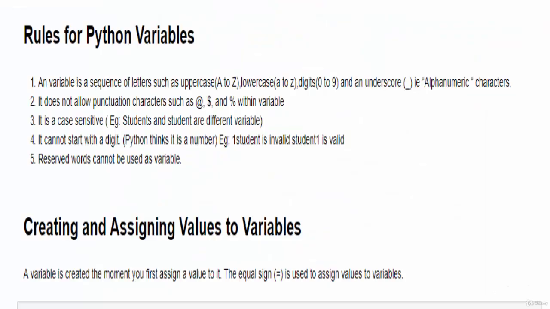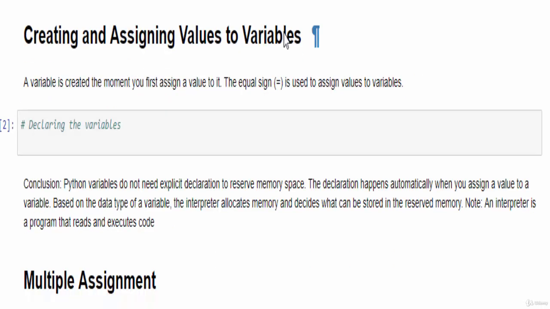Rules for Python variables. The rules for a variable name are the same as the rules for writing identifiers in Python, which I have already explained in the previous video, that is identifiers and reserved keywords. Please refer to it once. Then comes the important topic, creating and assigning values to a variable.